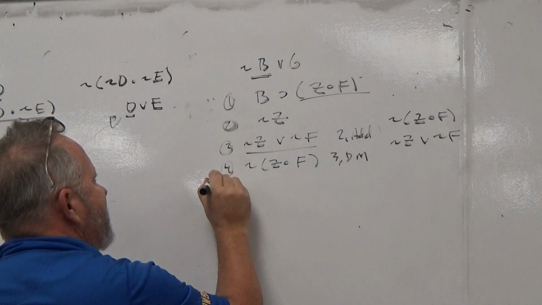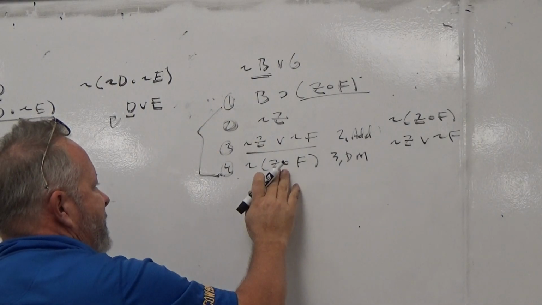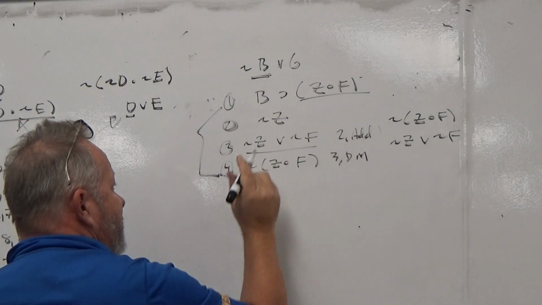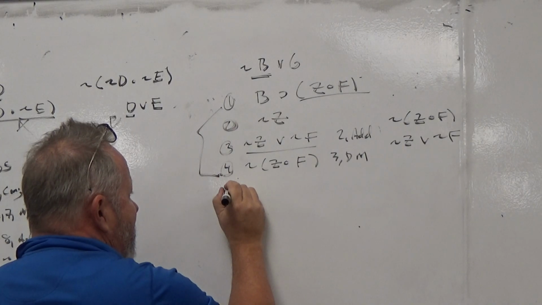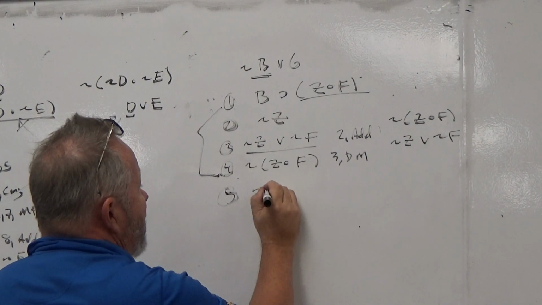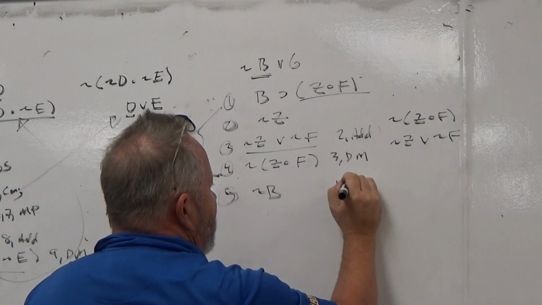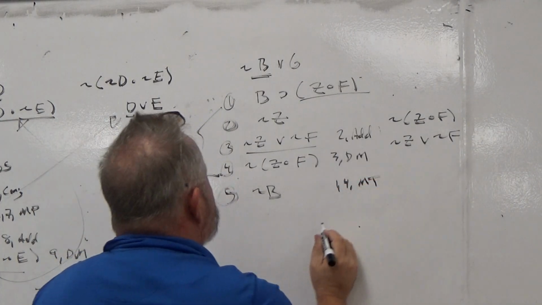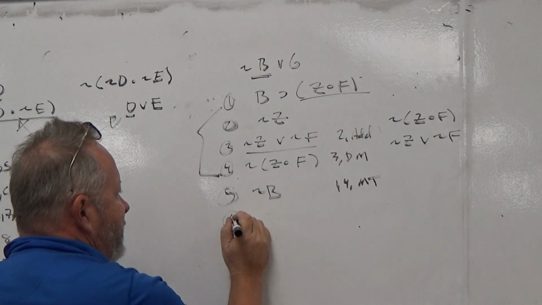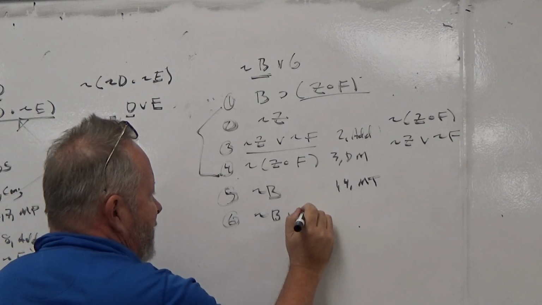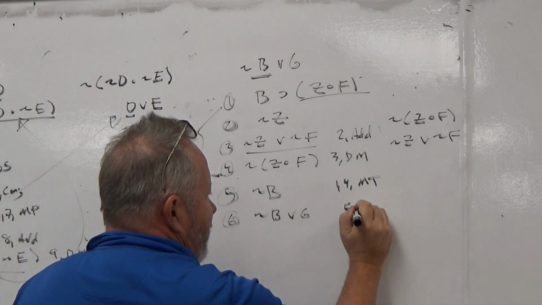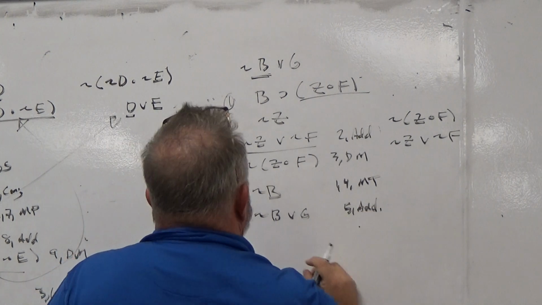Now I can use this on 1. This is the negation of that consequent, so I get the negation of the antecedent. And so I get not B from 1 and 4 modus tollens. And then I said, hey, look, there's no problem. I'm just going to add the or G from 5 by addition.